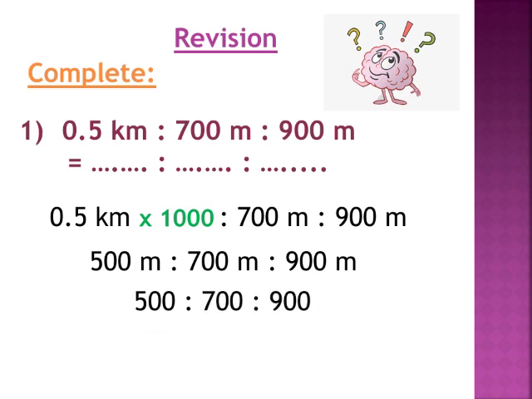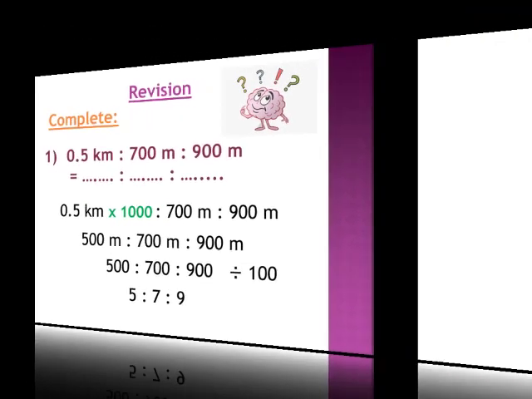Now we cancel the units and keep the whole numbers 500, 700, 900 and simplify. Divide by 100, yes, to cancel the zeros. The answer will be 5 to 7.